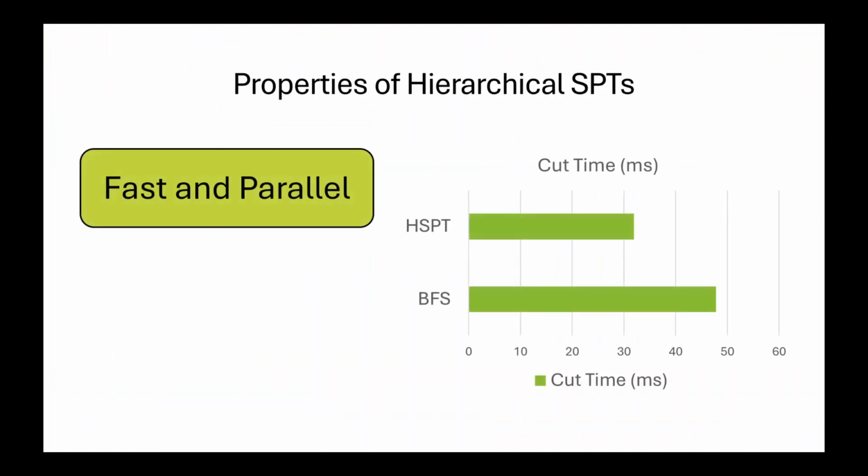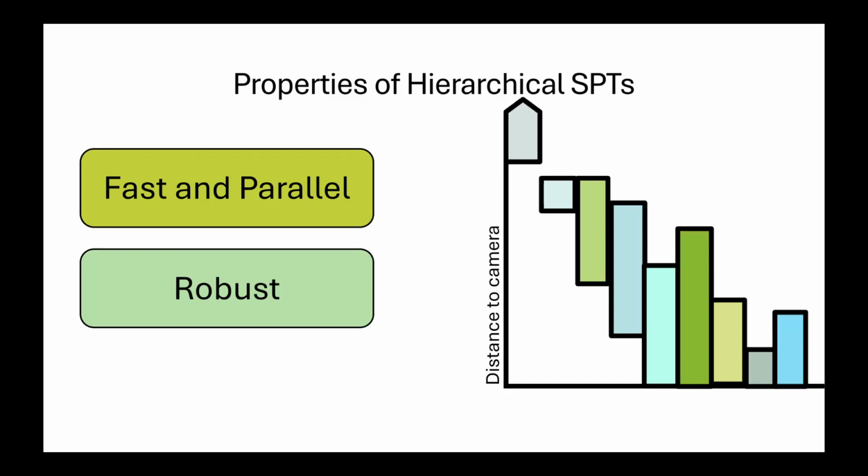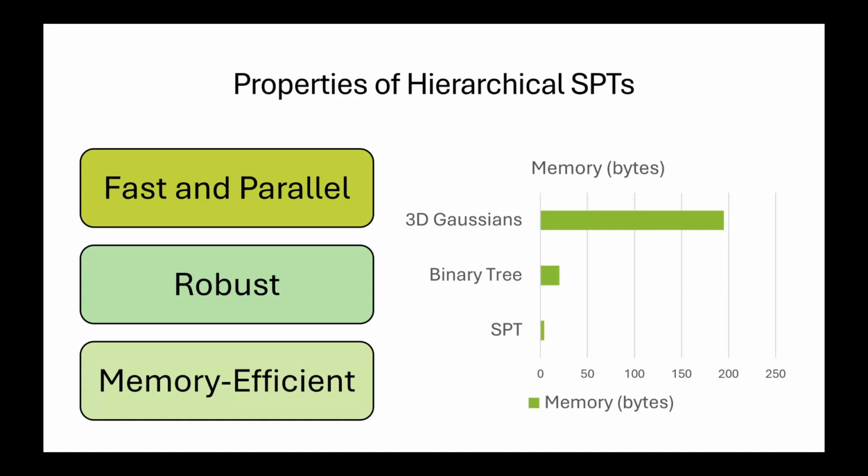These hierarchical SPTs have a number of favorable properties. First of all, they are very fast because they are so parallelizable, easily beating out a breadth-first search on a normal binary tree. Second, they are robust to the changes that happen during training, which might cause the hierarchy to be degenerate. But because each Gaussian is handled completely independently, this is not an issue. Finally, they are incredibly memory efficient. At just 4 bytes per Gaussian, they are orders of magnitude smaller than the full 3D Gaussian information.